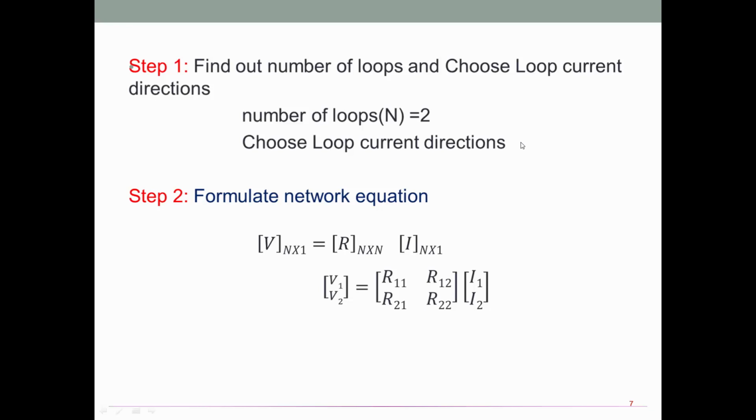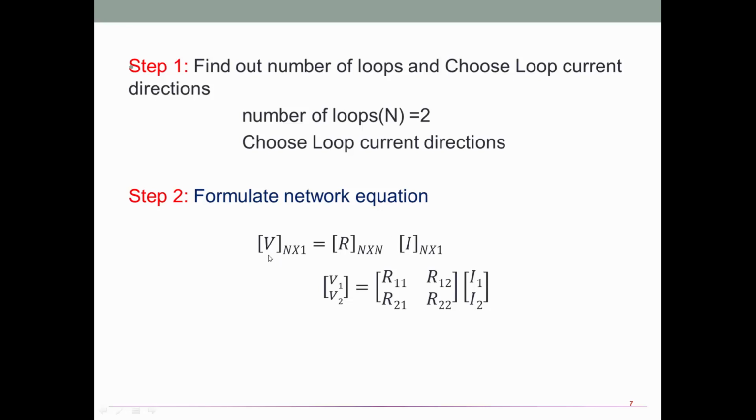But here you need not choose the branch current direction, whereas in the previous case we used both the loop current as well as the branch current direction to find the solution. Here the loop current alone is enough. Then step 2, formulate the network equation. The network equation is very simple. It obeys Ohm's law, V is equal to IR.